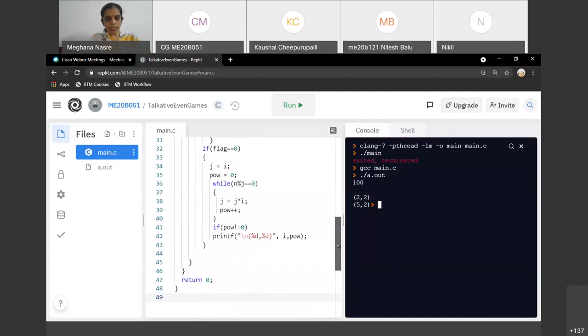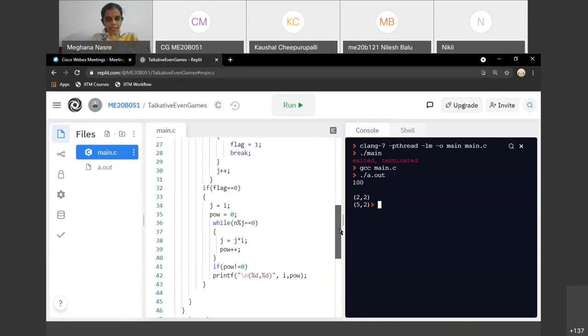Then you do not need that power is not equal to 0, right? Because power should be greater than 0. Is that right? I mean, you can keep that check. I'm not saying otherwise, but if you know that i is a prime divisor of n, then power will be at least 1, right?